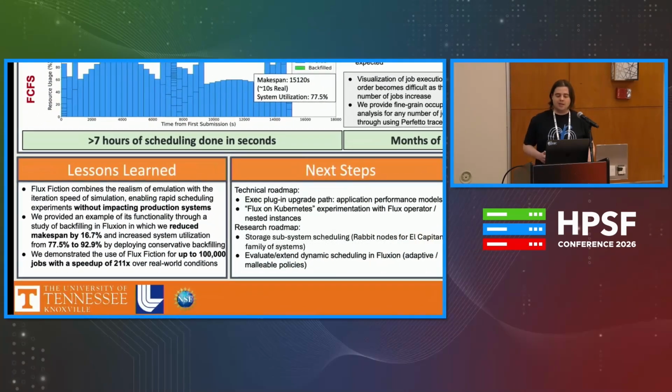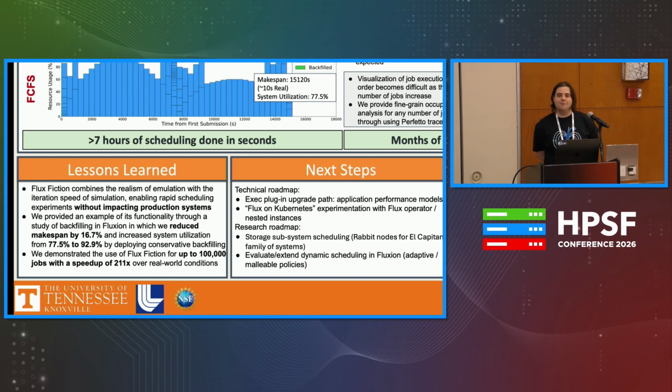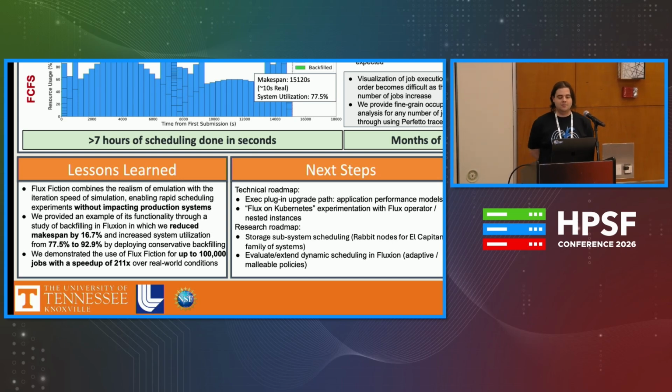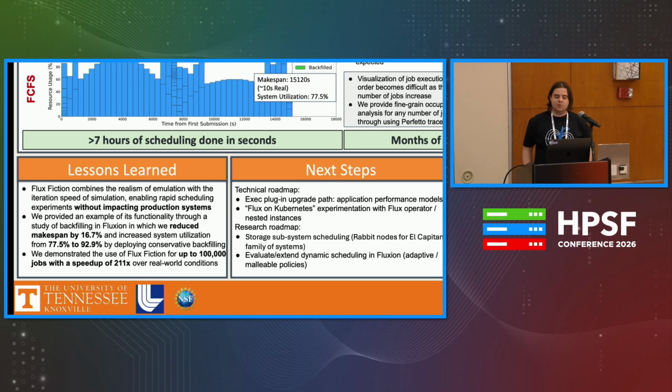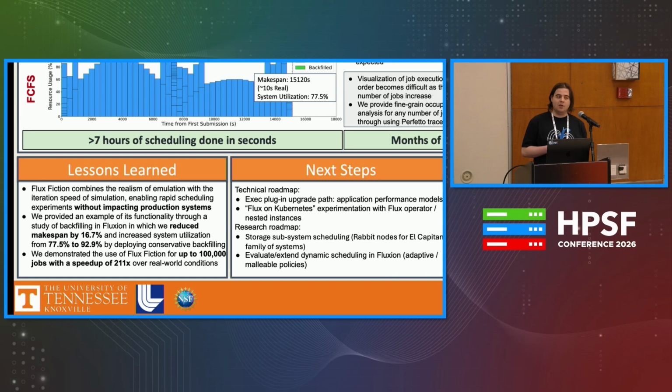With that said, what we're looking to do next with this tool is more what-if scenarios. One specific technical aspect that I'm excited about is being able to plug in application performance modeling. And as far as research avenues, we're interested in exploring storage subsystem scheduling as well as elastic and malleable scheduling.